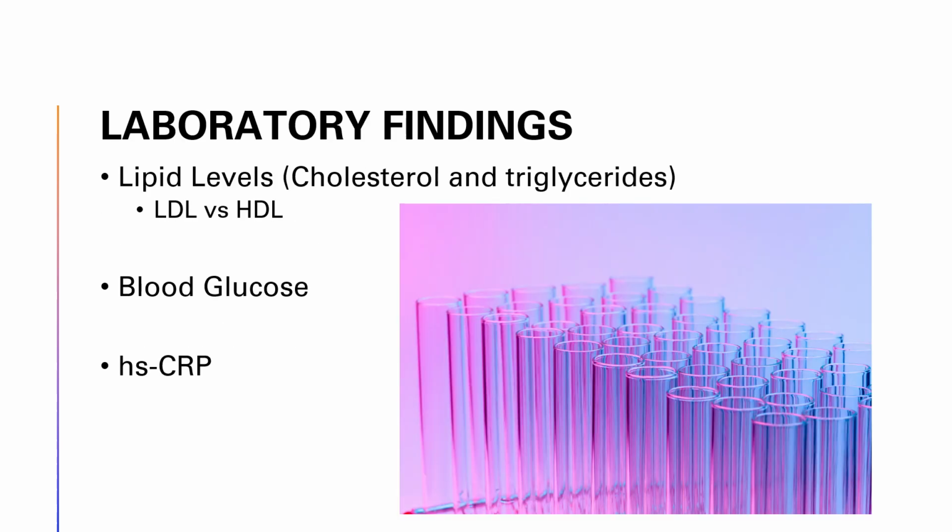Our lab findings are going to mostly include checking for our lipid levels. So this includes cholesterol and triglycerides. The total cholesterol level needs to be below 200 milligrams per deciliter. Our triglycerides need to remain below 150 milligrams per deciliter.